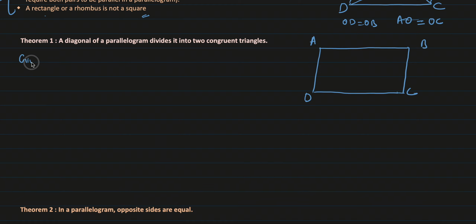Whenever we draw the figure in a theorem proof, we write 'Given'. What is given to you? You have drawn ABCD. That is a parallelogram.